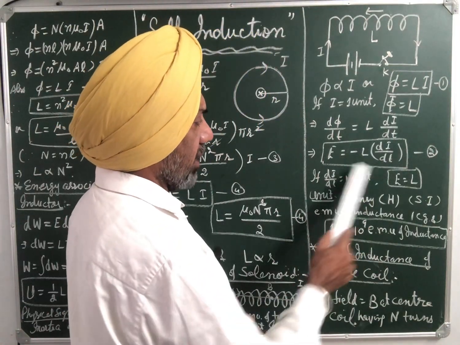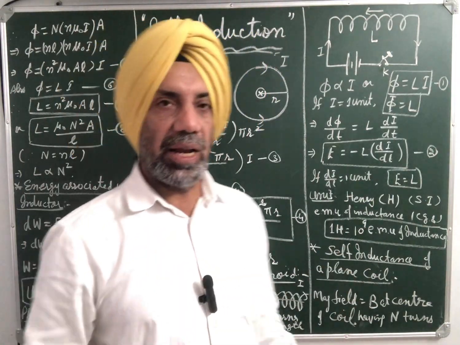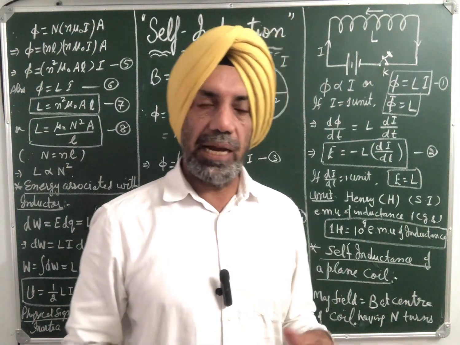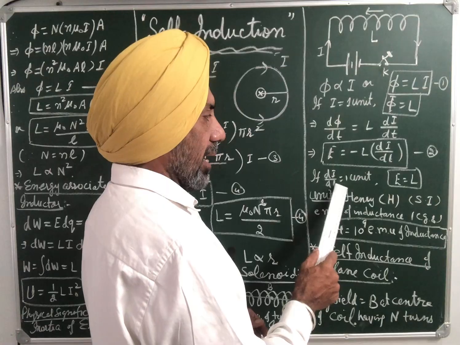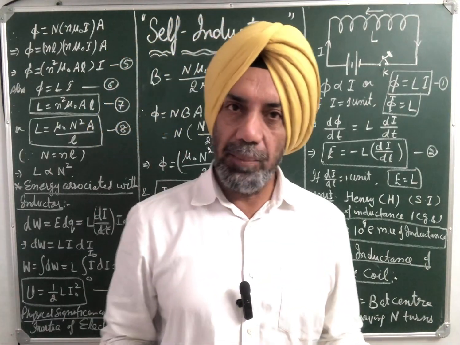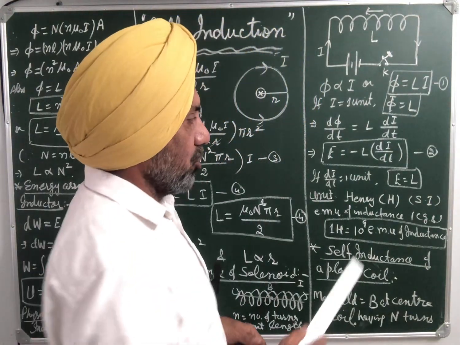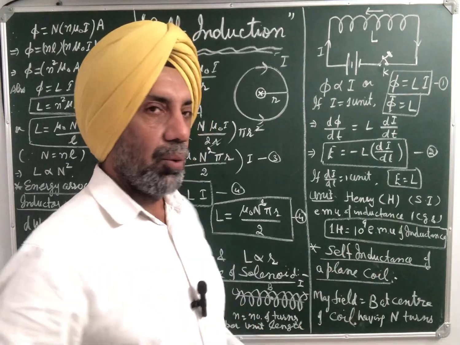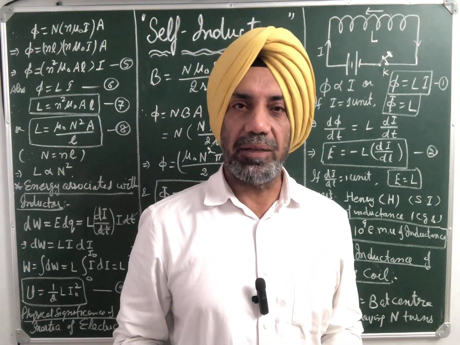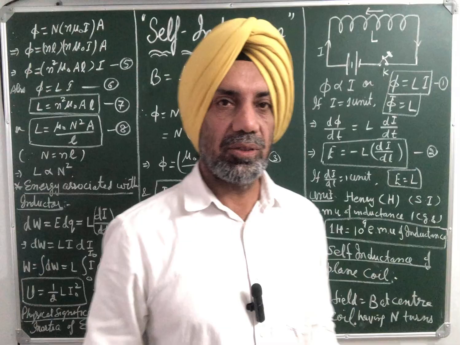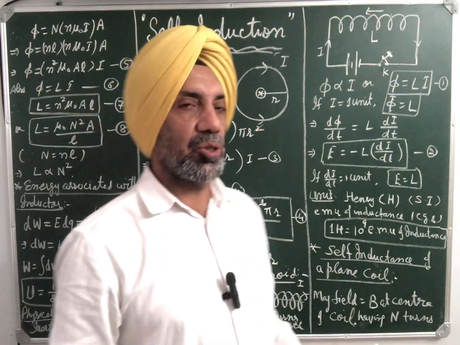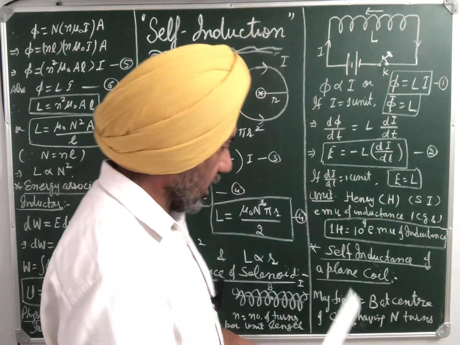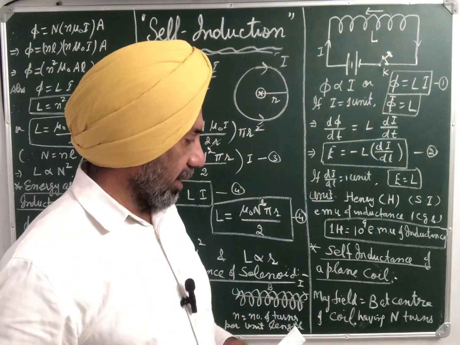From this equation we can define Henry also, that is 1 Henry. So self-inductance is said to be 1 Henry when current varying at 1 ampere per second produces induced EMF of 1 volt in the coil. So this is 1 Henry. Similarly, we can define 1 EMU of inductance. So these are the units of self-inductance.